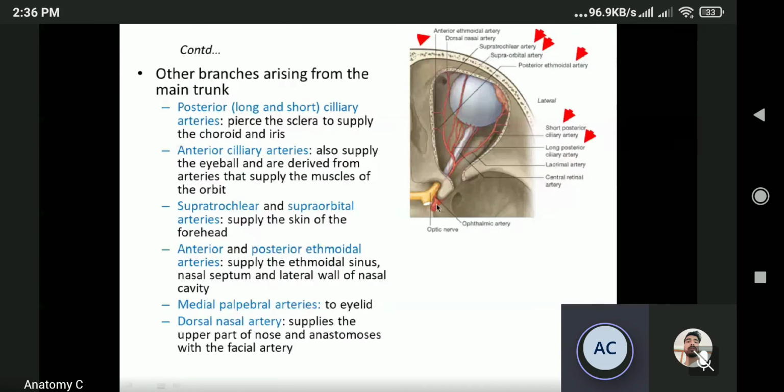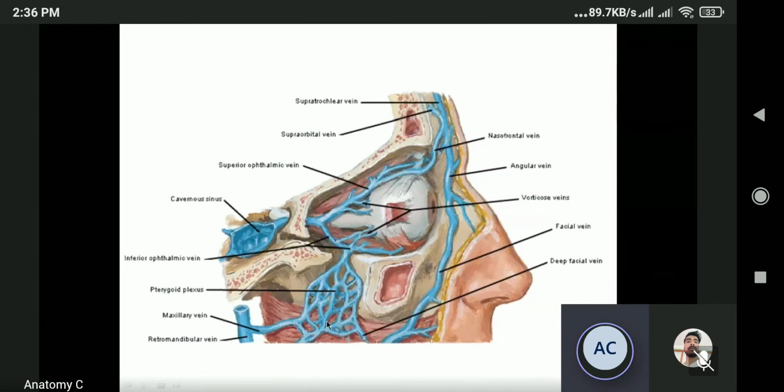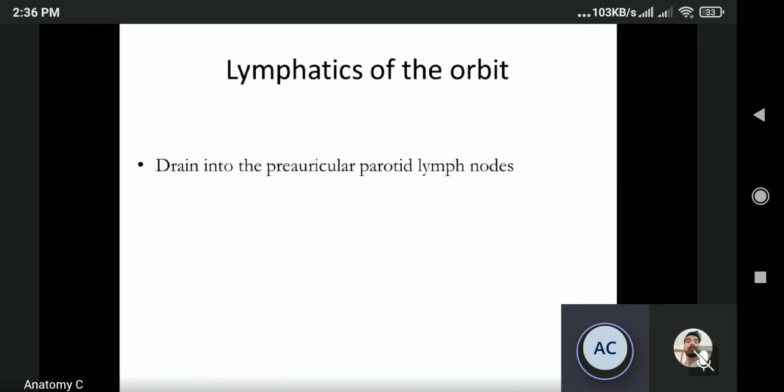Anterior and posterior ethmoidal arteries: this is anterior and this is posterior. They supply the ethmoidal sinus, nasal septum, and lateral wall of the nasal cavity. The medial palpebral arteries supply the eyelid, and the dorsal nasal artery supplies the uppermost part of the nose and anastomoses with the facial artery. When you study the face, you have to study all these things. Similarly, these are the veins, and lymphatics drain into the periauricular and parotid lymph nodes.